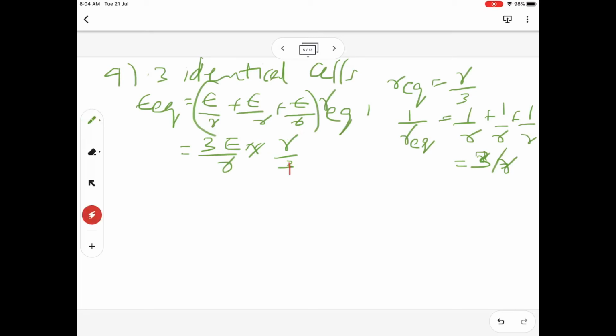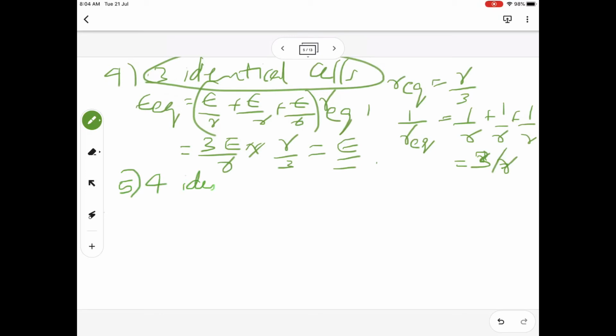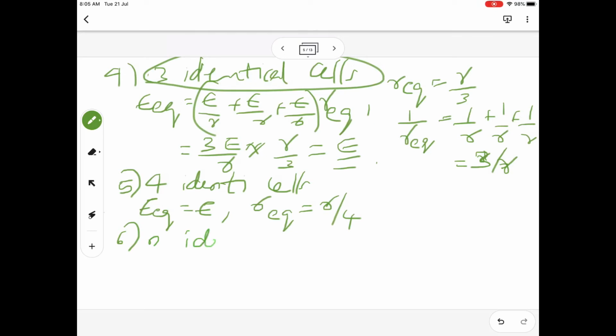So as we discussed, the E equivalent must be E for a combination of 3 identical cells in parallel combination. R equivalent is R by 3. So what about 4 identical cells in parallel combination? E equivalent can be E itself, R equivalent can be R by n, R by 4. So for n identical cells, E equivalent can again be E.